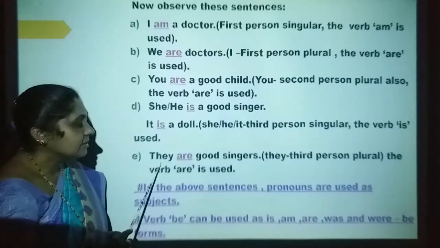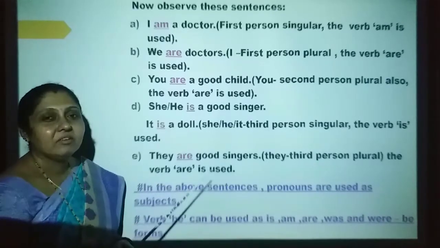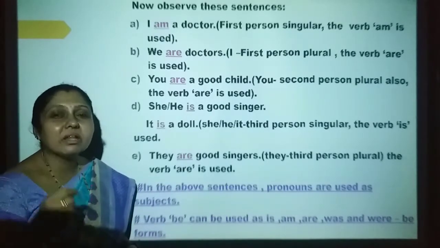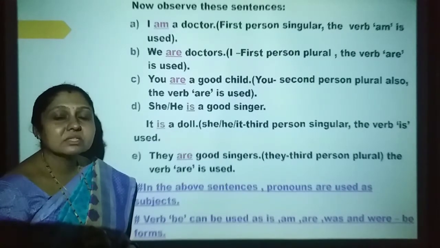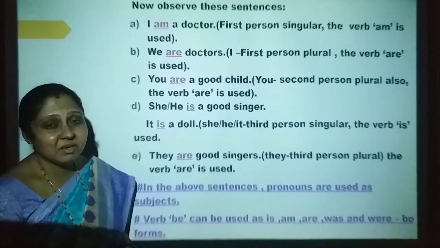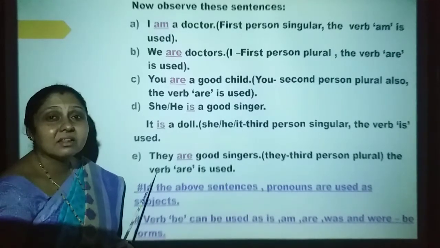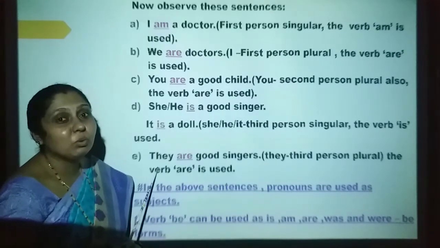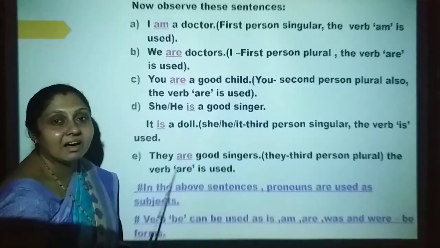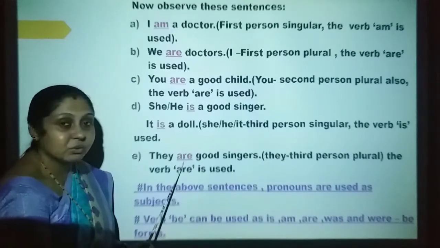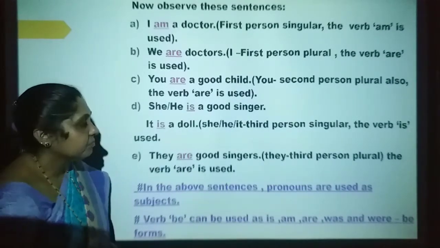So, this part, that is the third person plural. When you speak about more than one person, there are more people. Sometimes you may not know whether it is a female or a male or whatever. You can say they, third person plural. They are good singers. So, you use are. More than one, you use are.